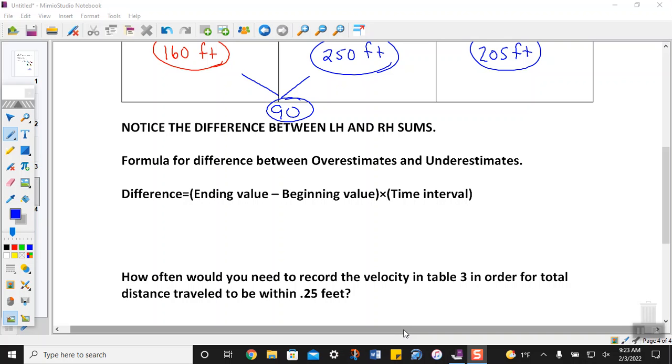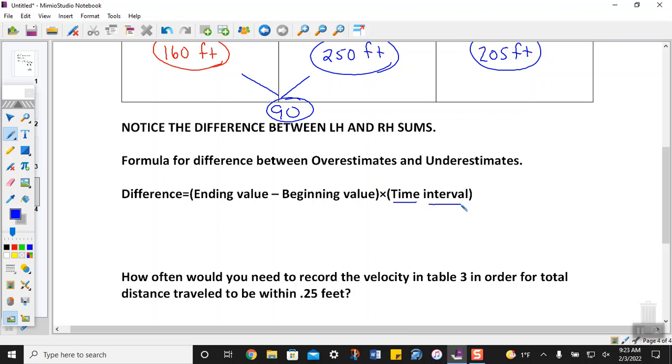Okay, so in this situation, kids, we know that the difference between the left and the right-hand sum is how many feet? Again, it was 90, right? Things I want you to understand: we want to try and shorten the amount of time right here. We're trying to shorten this time interval. It's going to be part of this formula down here to figure out how we shorten the distance between estimates. So I want you to notice one thing.